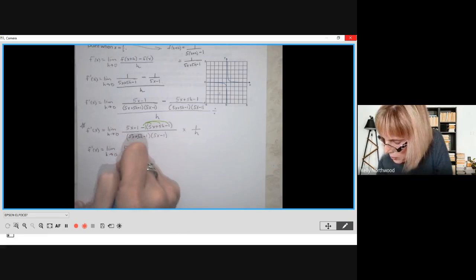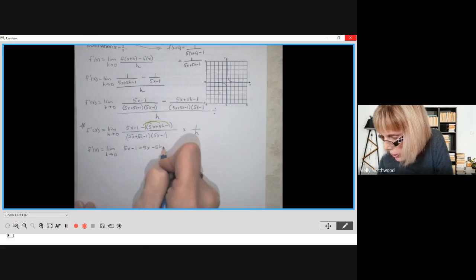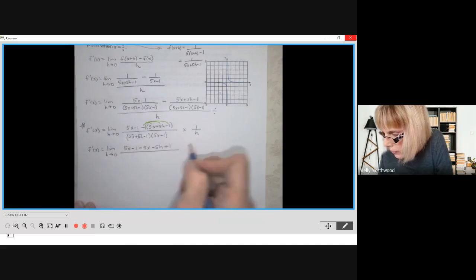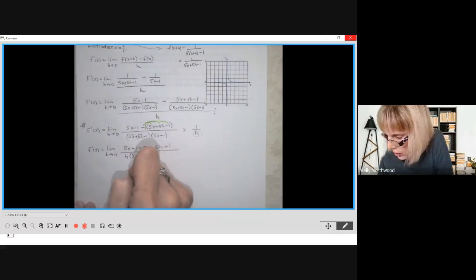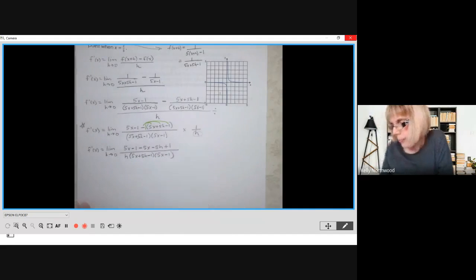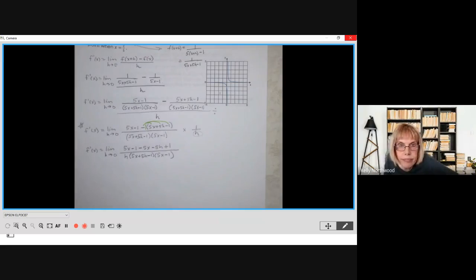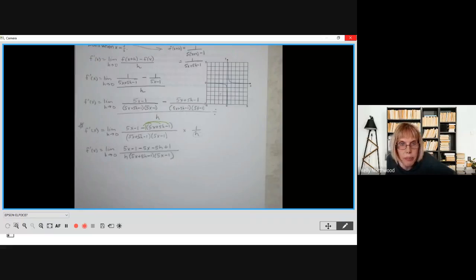So I'm going to get 5x minus 1 minus 5x minus 5h plus 1 over, I'm going to put this monomial h out front and then my trinomial and my binomial multiplying next to it, like that. And then again, when you simplify the numerator, it should end up that you just have a term or terms with h in it, so that you can factor that h out to go with the h in the bottom.